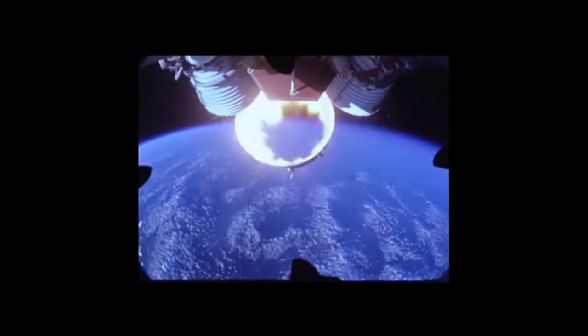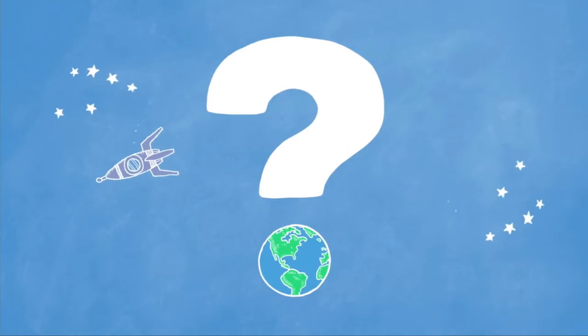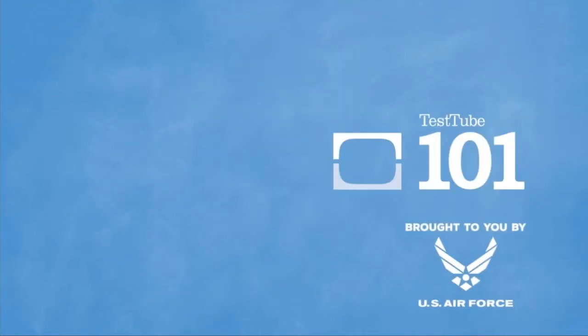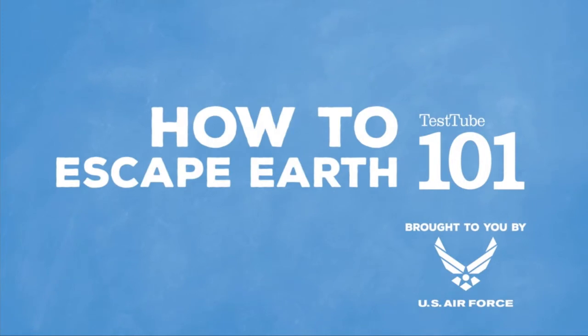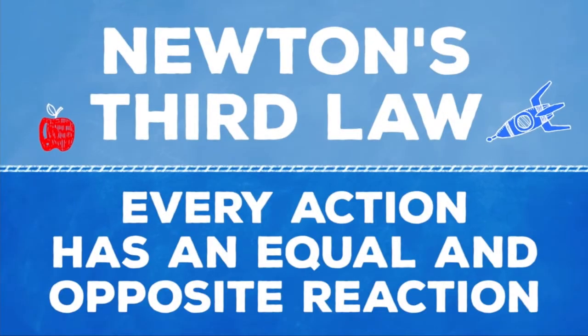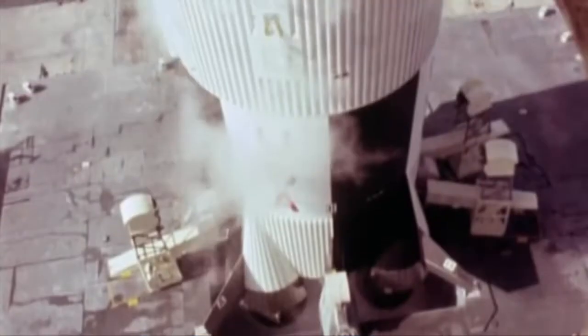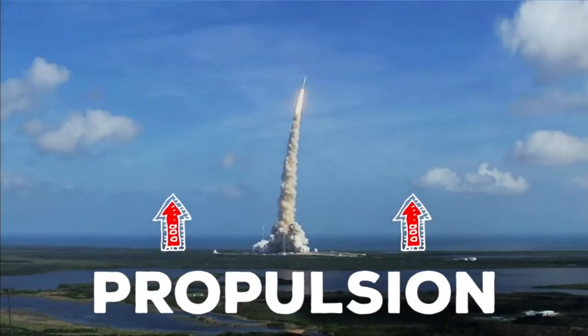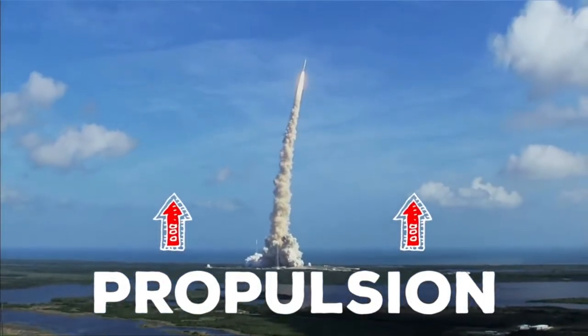Has pushed through the skies and touched outer space. But how on earth did we actually get off Earth? This episode of Test Tube 101 is brought to you by the United States Air Force. Rockets work on Newton's third law. For every action, there is an equal and opposite reaction. So when we launch a rocket into space, we're igniting a rich explosive fuel that in reaction burns up and creates propulsion. That's the lift pushing you up.